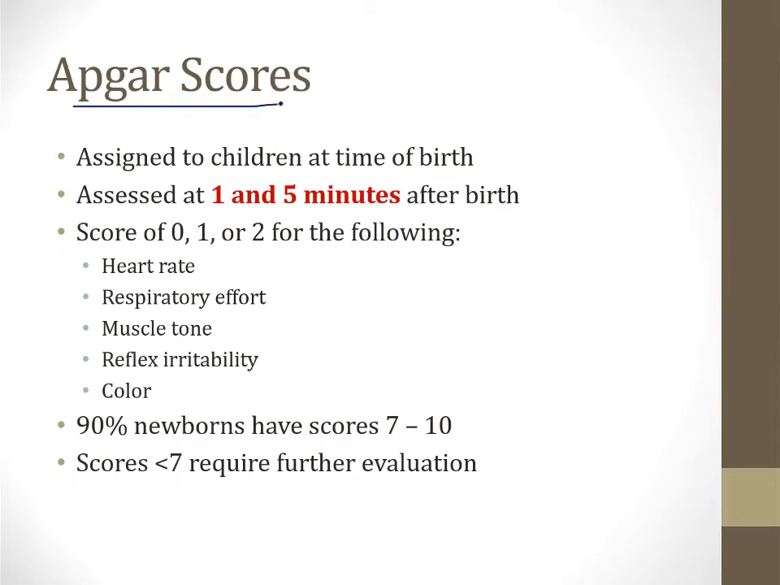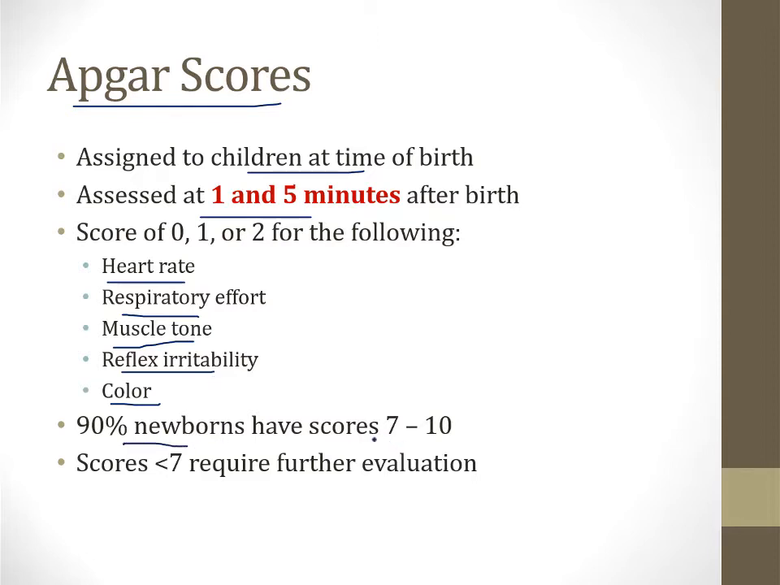APGAR scores are a number that are assigned to children at the time of birth, and they're meant to represent the overall health and well-being of the newborn baby. They're assigned at 1 and 5 minutes after birth, and the score goes from 0 to 10. So for each of these items shown on the screen here, heart rate of the baby, respiratory rate, muscle tone, reflex irritability, and color, the baby is given a score of 0, 1, or 2. If you have a 2 for every one of these 5 items, then you will have a score of 10.